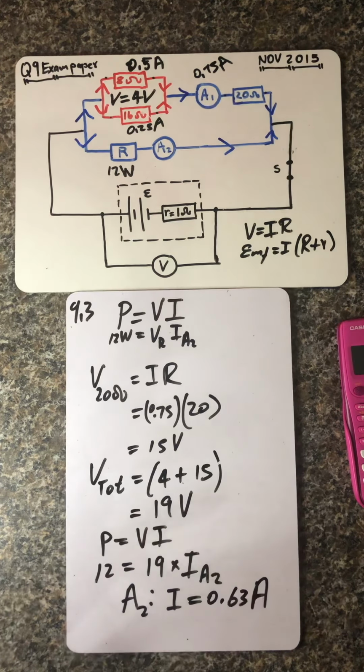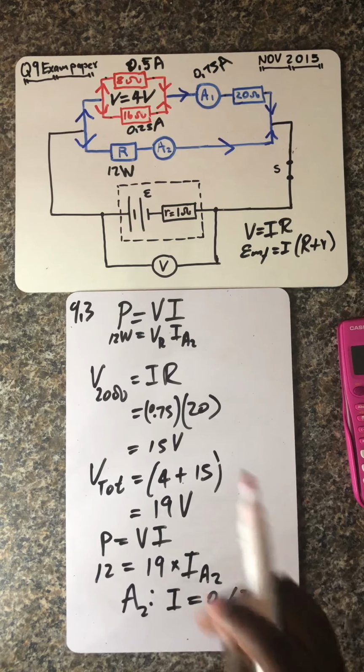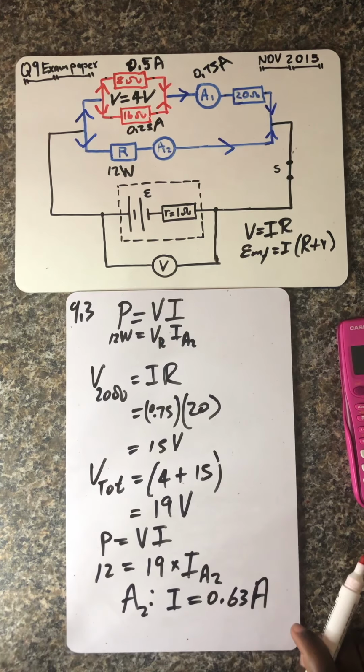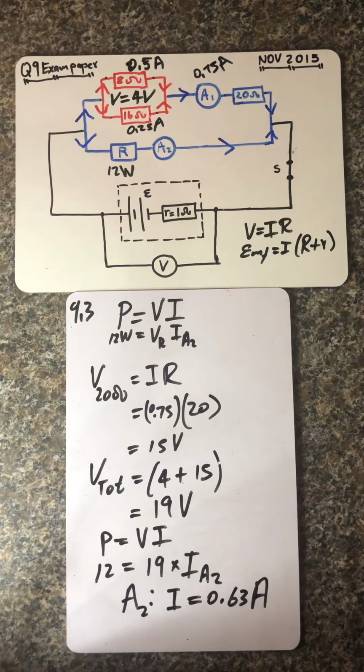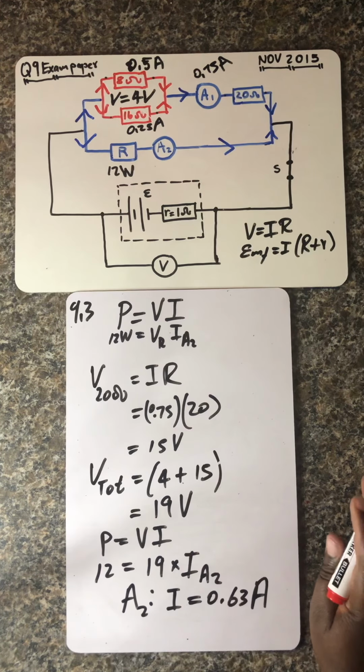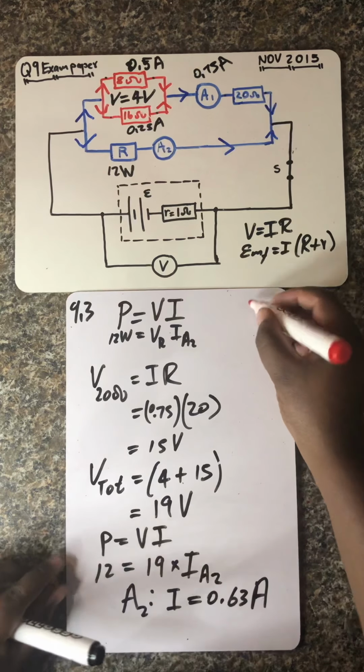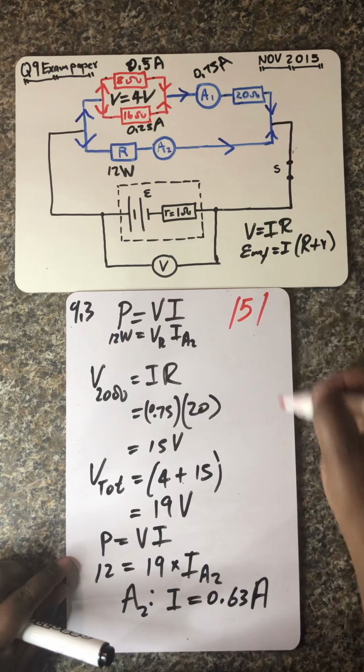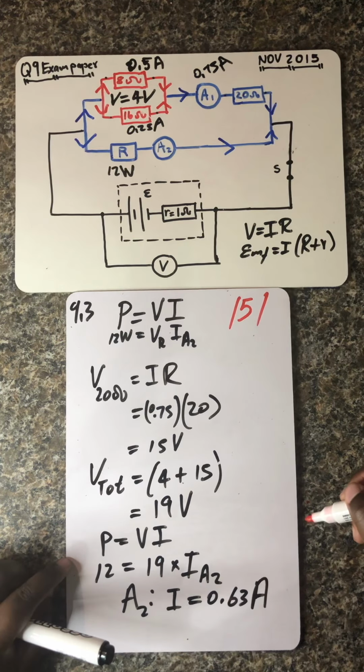So guys, that's how you answer this question. It's as easy as that. Now I'm just quickly going to show you where you score some marks on this question. And remember, I think this question was allocated 5 marks. So let's see, where do you score your first mark?